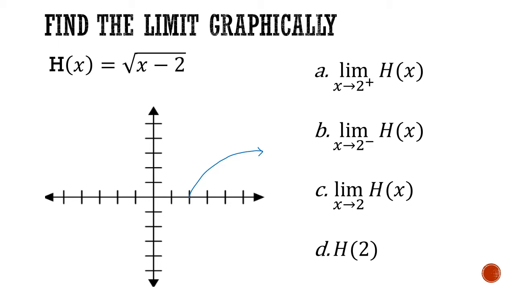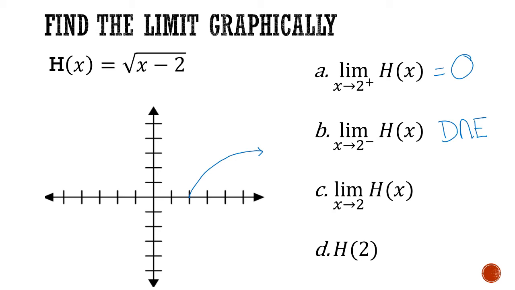The limit of h of x as x approaches 2 from the right side. So if I'm moving from the right side on the graph, so you'll want to trace your graph, you'll see that it is approaching the y value of 0. The limit as x approaches 2 from the left side. If I'm on the left side of 2, the graph doesn't exist. No, does not exist. Remember, don't put equals, does not exist.